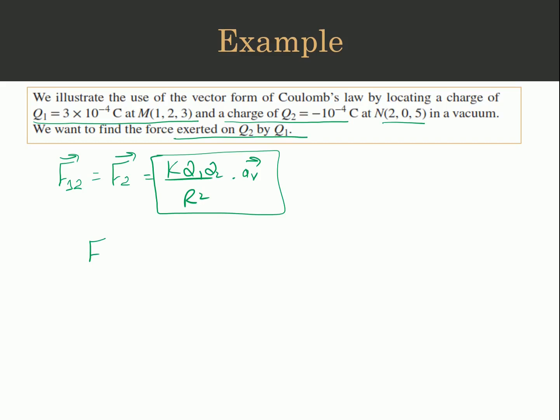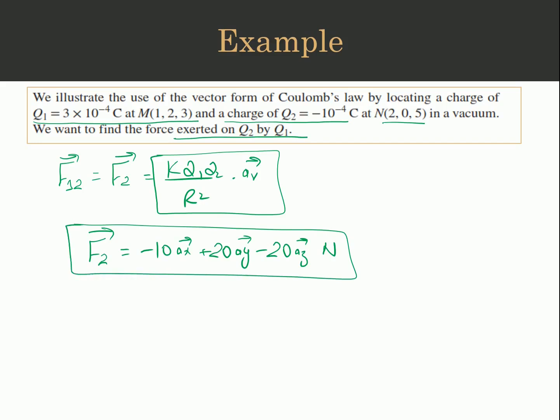The answer f2 comes out to be minus 10a of x plus 20a of y and minus 20a of z newton. So this is the answer, or the force being applied on charge 2. Another thing before we conclude this lecture is that, remember, whatever is the force being applied on charge 2, the same is applied on the first charge as well.